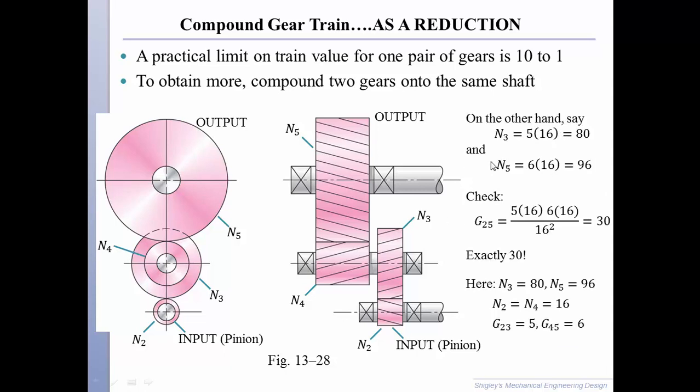What if you were to say, on the other hand, that we're going to split that 30 up into a stage of 5 and a stage of 6? So that's what we're trying to do here. And if you were to do that, your pinions would again have 16 teeth. But one of the outputs, say N3, would have 80, and the other, N5, would have 96. And when you did that, you would get exactly 30, which should be pretty cool, just separating it a little bit. So you can play around with the tooth numbers to get your desired situation.